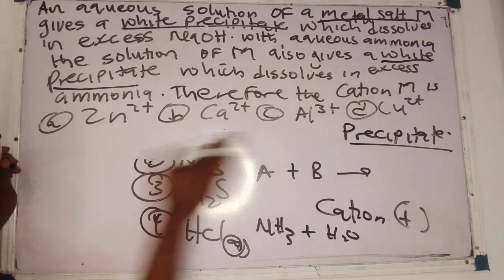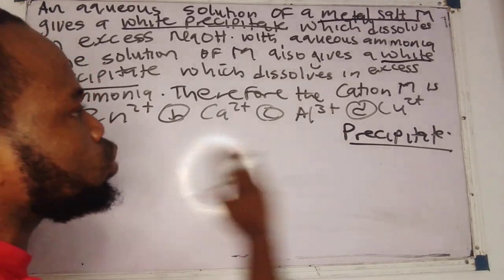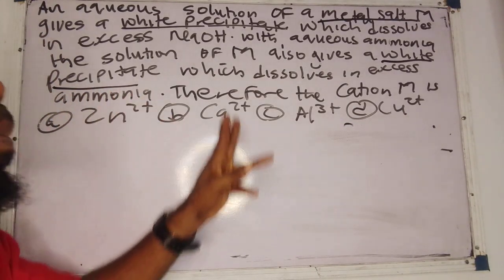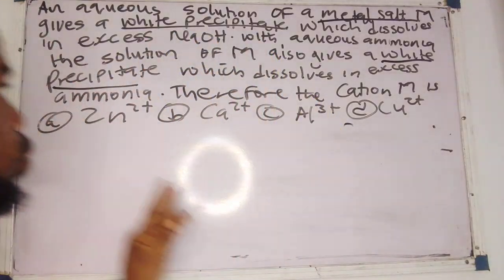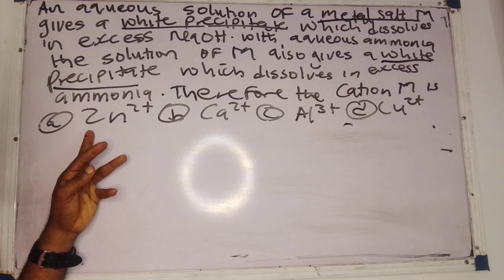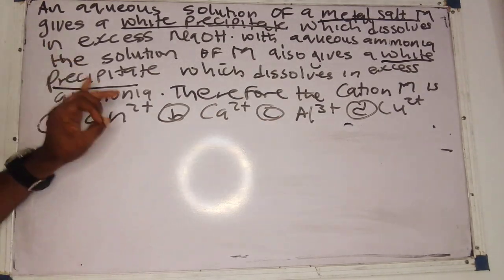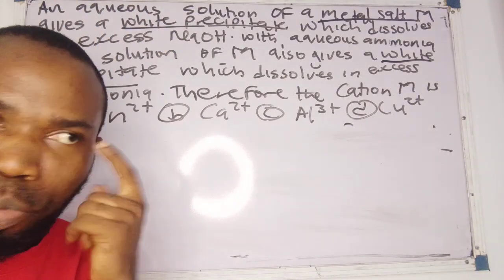Now, the thing is, you must pass this exam. You must understand what you will do. Now we have established that fact. Let's begin to analyze it step by step. Let me just break it down for you. Zinc, calcium, aluminium form white precipitate with sodium hydroxide. That's the first thing you must know. Just put that in your head.